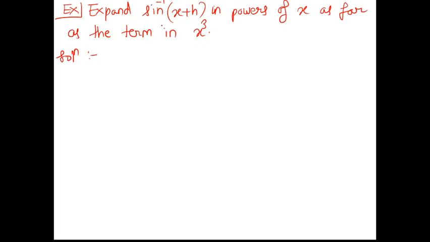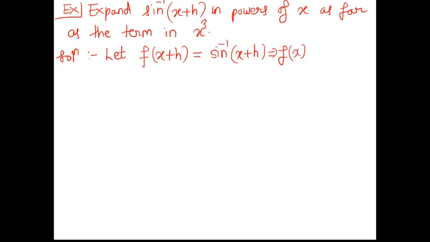Okay, so which formula we will use, as we have this function as x plus h, function of x plus h. So let's denote first of all this given function as f of x plus h. So let f of x plus h be sine inverse of x plus h. So obviously what we have, f of x as sine inverse of x. Just replacing x plus h by x, we have this one.